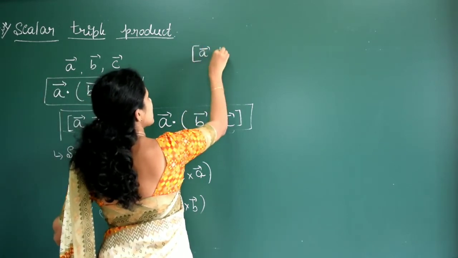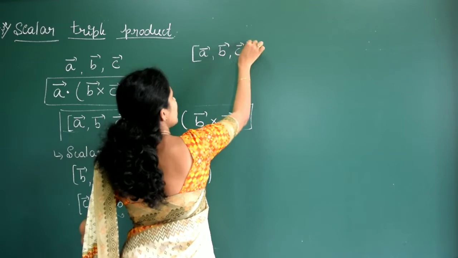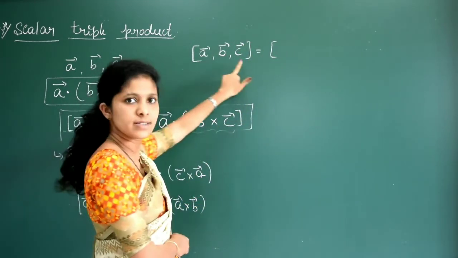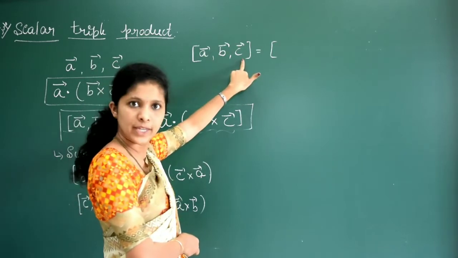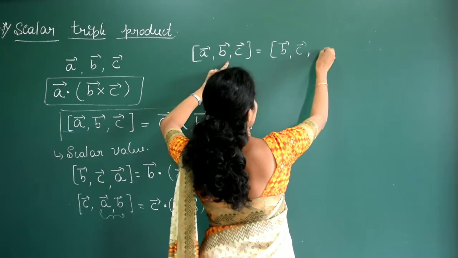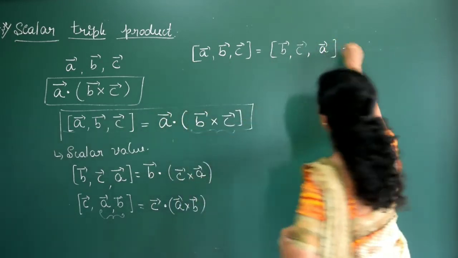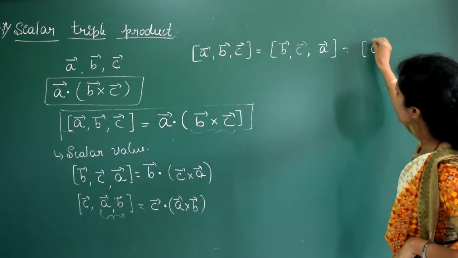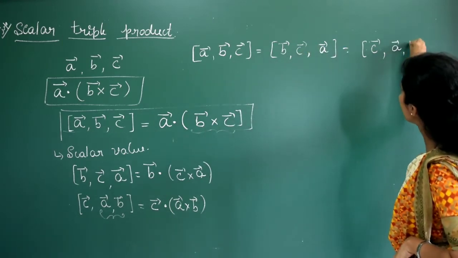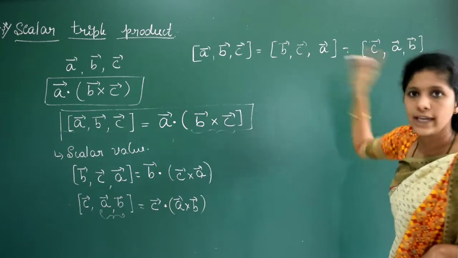A vector, B vector, C vector will be equal to, in cyclic order, B should be here, C should be here and A should be here. So that is B vector, C vector, A vector. Again take the cyclic order for this one: C vector, then A vector, then B vector. So these will be equal.